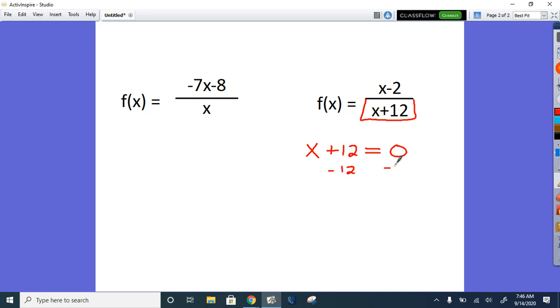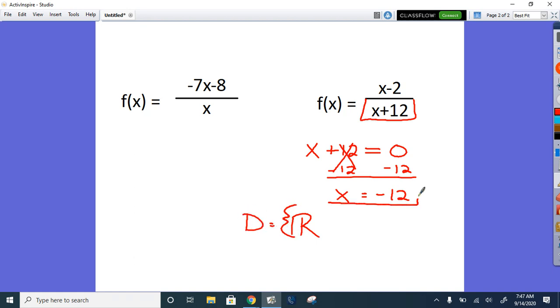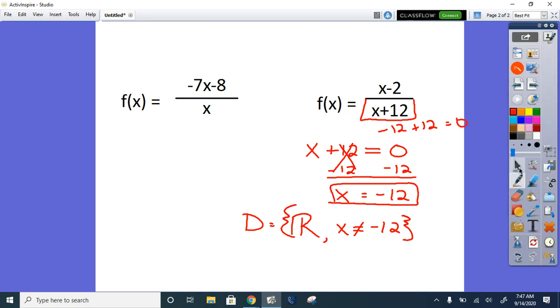Because I was adding 12, the opposite operation is to subtract 12 from both sides, and therefore x is equal to negative 12. So what does that mean? That means all other solutions will be a part of this, with the exception of negative 12. So x cannot equal negative 12 in this case, because if I substitute it back in here, negative 12 plus 12 will get me that magic number 0, and I cannot divide by 0.